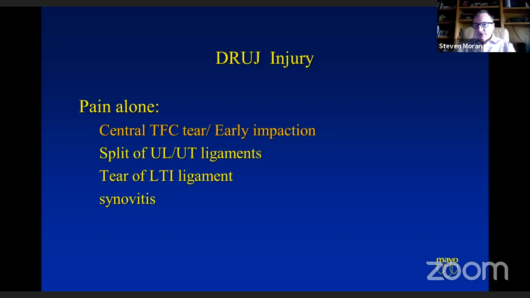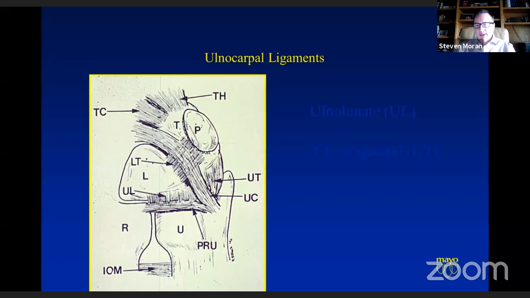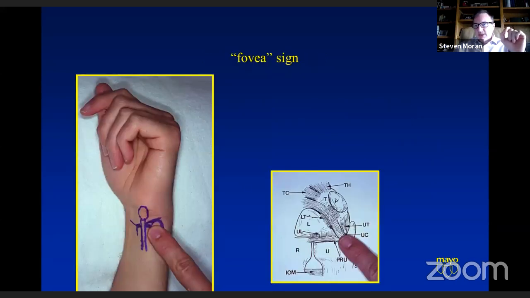You're either going to be dealing with a central TFCC tear, early impaction, a split tear of some of those extrinsic ligaments, particularly the UT ligament, a tear of the lunar trapezoidal ligament, or synovitis, which we would see in patients with rheumatoid arthritis. When you're examining for ulnar trapezoidal tears or tears of the ulnar carpal ligaments, we're going to be examining the fovea.